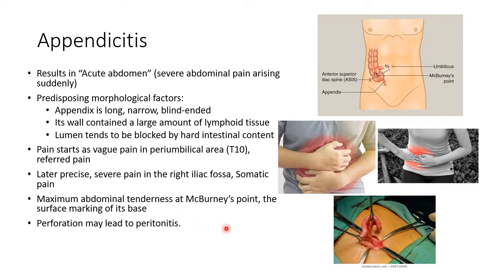Perforation is a big problem, so blood and intestinal content can leak into the peritoneal cavity and lead to peritonitis. So this is a very important case which needs the knowledge of the applied anatomy of the appendix.